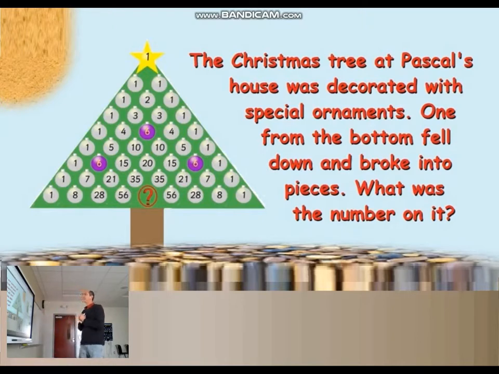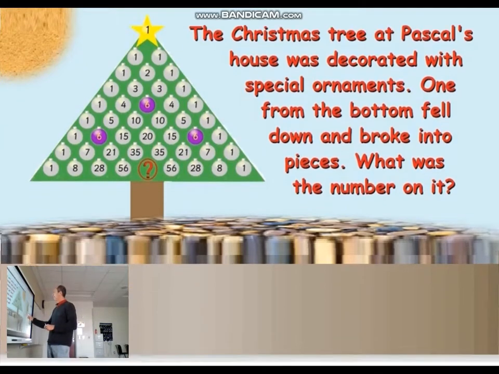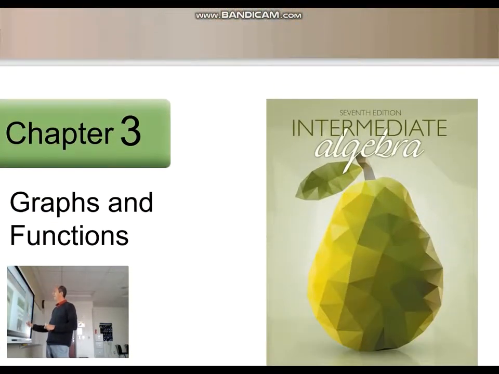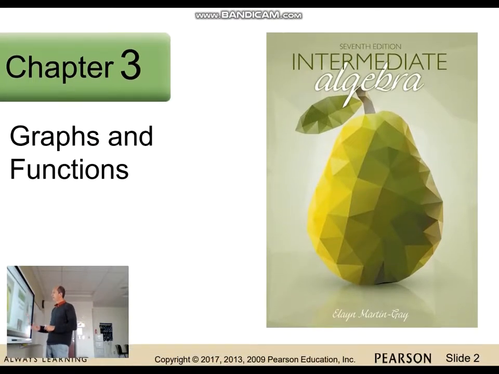Have a look. The Christmas tree at Pascal's house was decorated with special ornaments. One from the bottom fell down, the one here on the question mark, and broke into pieces. What was the number on it? Try to imagine how to find the number. Try to make sense of this arrangement, the order of the numbers, and think if you can find out the number that is missing.